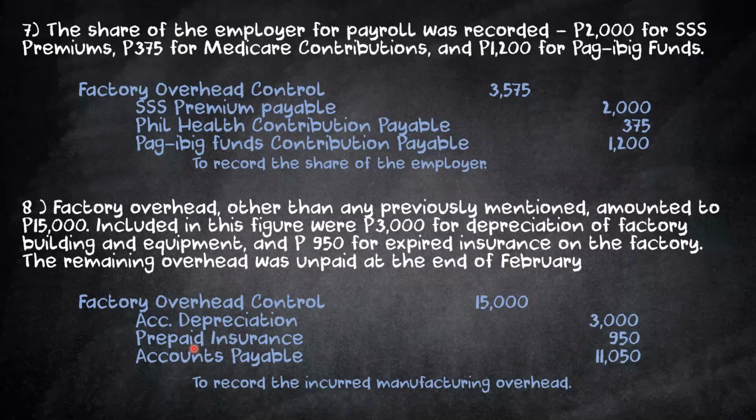And lastly, the remaining overhead daw was unpaid. Kaya, mag-credit tayo ng accounts payable for 11,050. Makukuha natin to after deducting the 3,950 from the 15,000. So, ganyan po tayo mag-record ng expenses for the factory overhead control. Okay, so from this point, magkakaroon naman tayo ng onting differences and mas makikita na natin ang difference ng actual and normal costing.